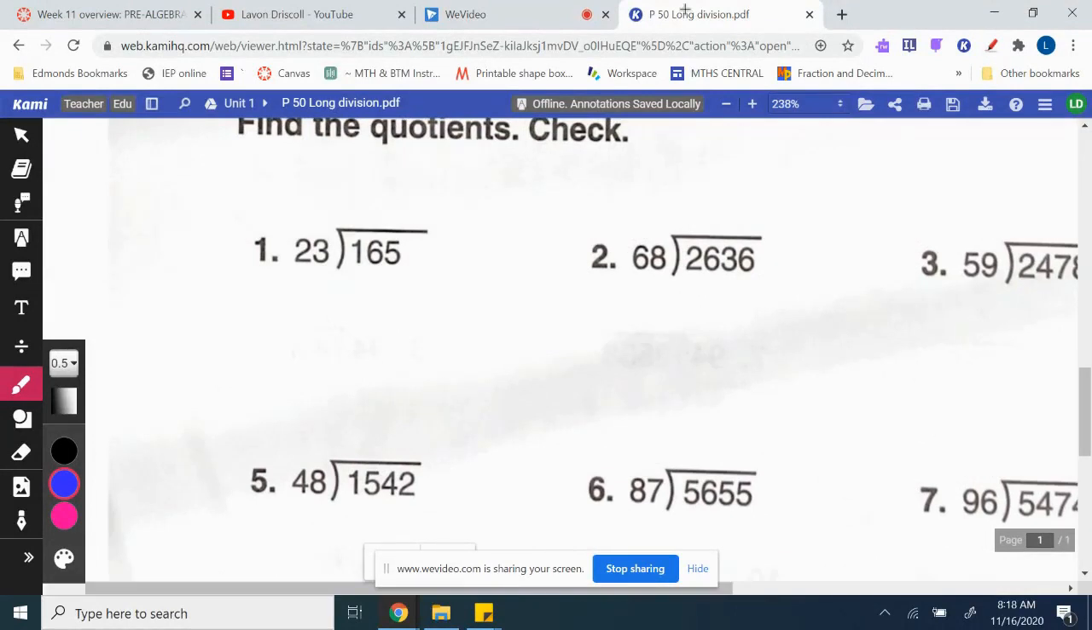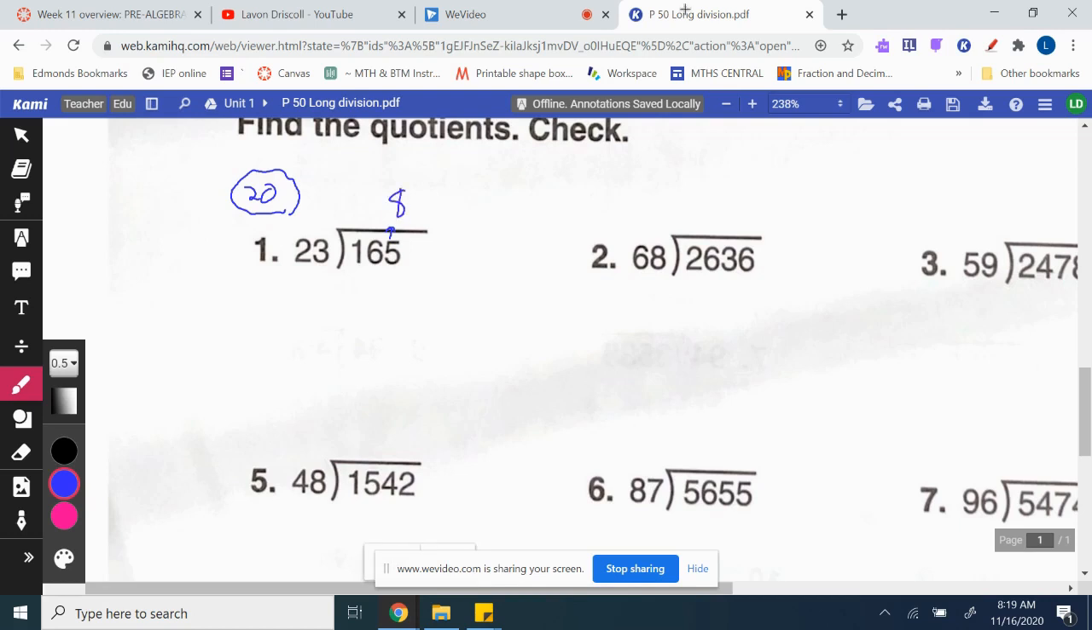So when I see 23, I'm going to think 20. And then when I multiply, I'm going to use the real multiplication. So 20 can't go into 16, but it can go into 165. So my number is going to go above this 5. It's going to go right there. So I know that 20 goes into 16 about 8 times. So I'm going to try the number 8.